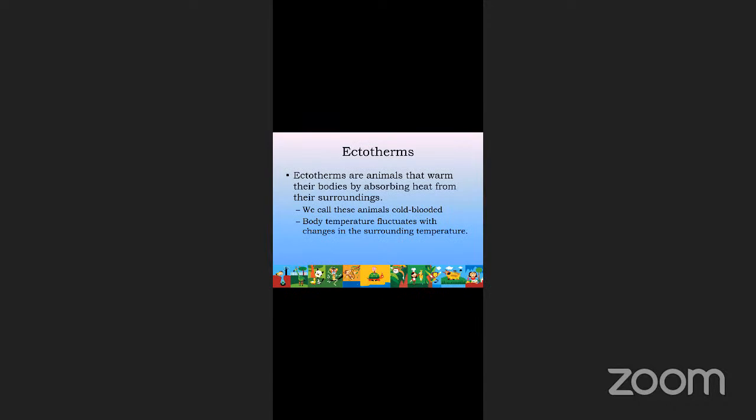Then ectotherms. Ectotherms are animals that warm their body from the external environment. That means they are absorbing heat from the external environment, and accordingly they will warm up. Hence they are called cold-blooded animals. But here the problem is their body temperature depends on the external environment, because they are getting the heat from outside. If the outside environment is winter season, if it is cool, how can they get heat? They will get less heat. And if it is summer, they will get adequate heat. So that means according to the seasons, their body temperature will fluctuate. So that is the problem with the ectotherms.